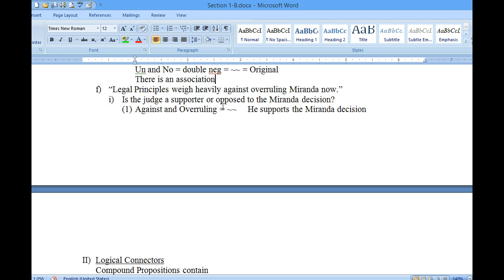Next one: legal principles weigh heavily against overruling Miranda now. So our question is, is the judge supporting or opposing the Miranda decision? Let's find all of our negatives. Legal principles weigh heavily against, so that's the first negation. Overruling, so the second negation, Miranda now. So I have two negatives. I can cancel them out, and we're left with the against and overruling canceling, which means if you're against the overruling, that means he is in support of the Miranda decision.